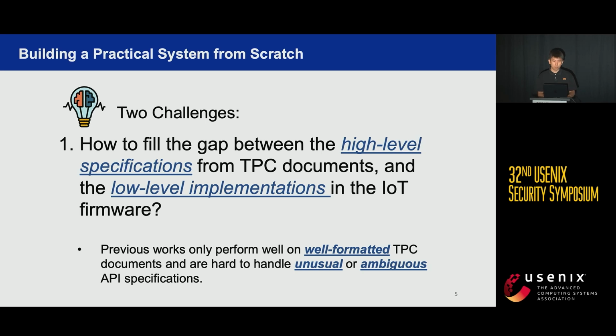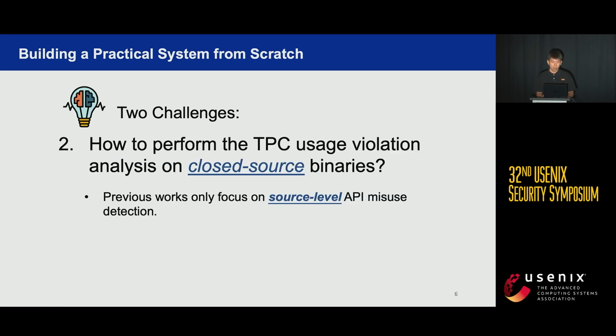If we want to build a practical system, we still have two major challenges. The first challenge is how we can extract API specifications from documents, because as we all know, documents are written in natural language, which cannot be easily understood by computers. Previous works have proposed many methods to solve this problem. But some methods perform well on well-formatted documents, and they are really hard to apply to unusual API specifications. The second challenge is how to perform the analysis on closed-source binaries.